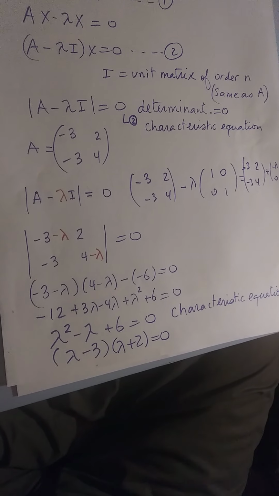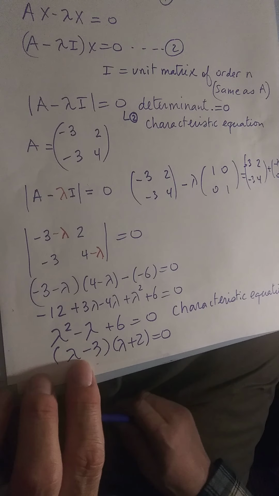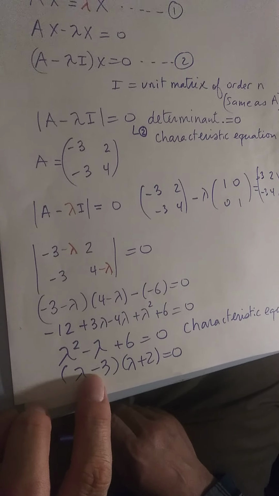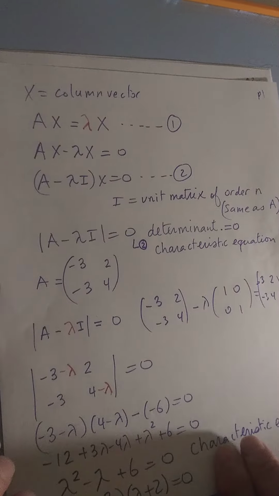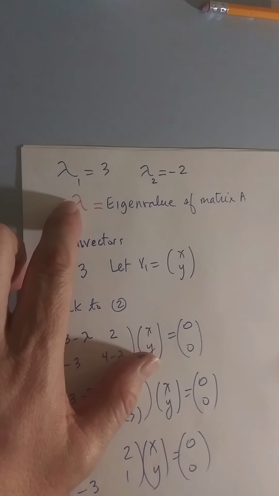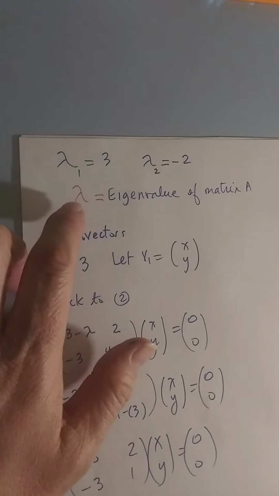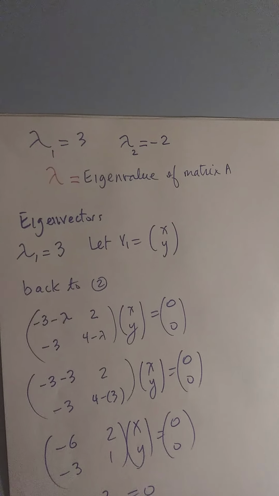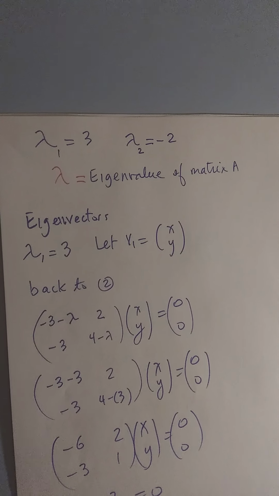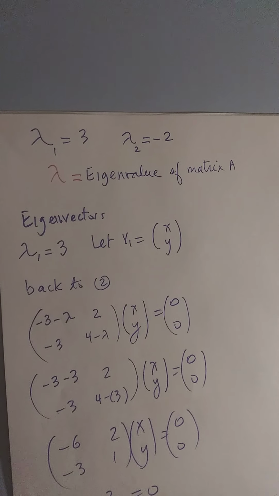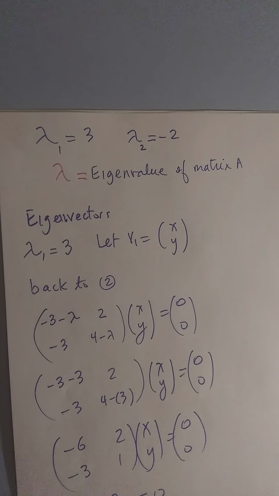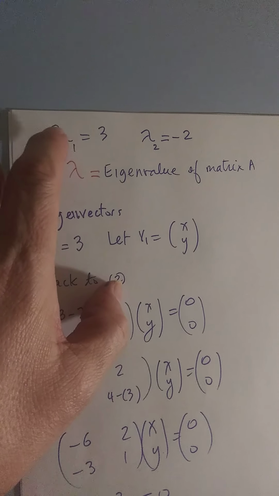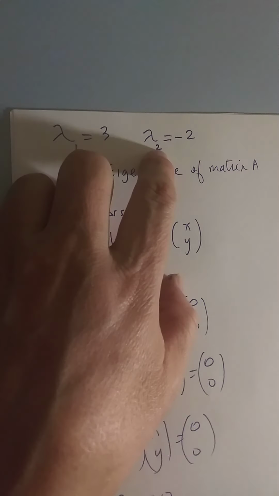Let us factor it or solve it somehow. And when we do, we end up with lambda minus 3 times lambda plus 2 equals 0. The solutions of this are lambda 1 equals 3 and lambda 2 equals minus 2. So this matrix has two eigenvalues. An n by n matrix always has n eigenvalues. They could be real, they could be complex, they could be repeated, they could be imaginary and conjugate, they could be anything. So the eigenvalues are lambda 1 equals 3 and lambda 2 equals minus 2.